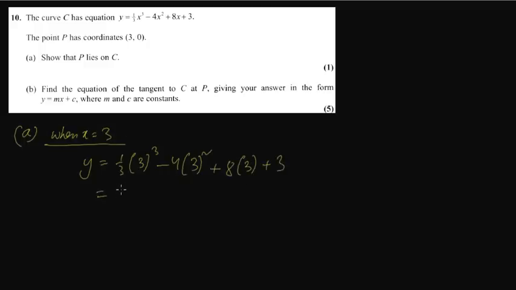You don't even have to check, it will be 0, or you can check. 3 cubed is 27, 27 by 3 is 9, 9 minus 4 times 3 squared is 36. So 9 minus 36 is going to be minus 27, plus 27, it will be 0. So you can check using the calculator.